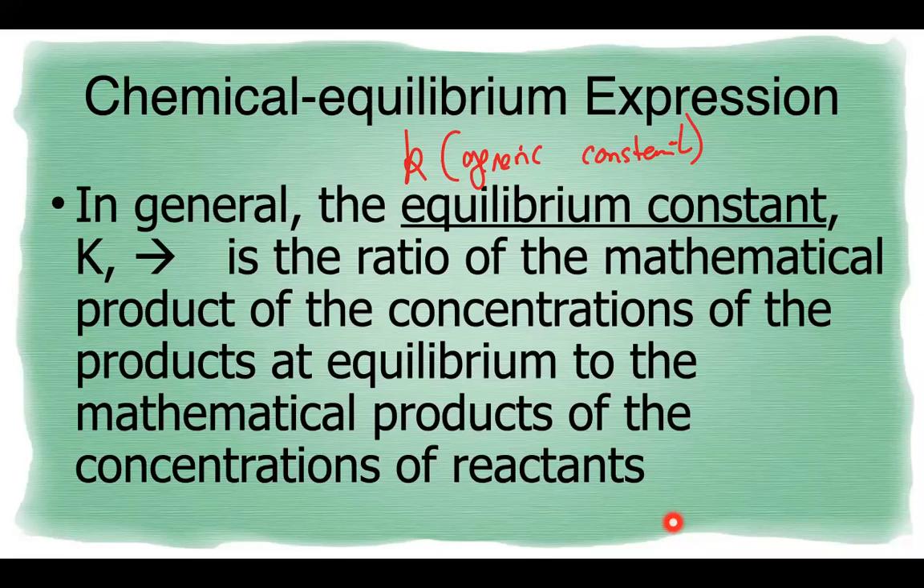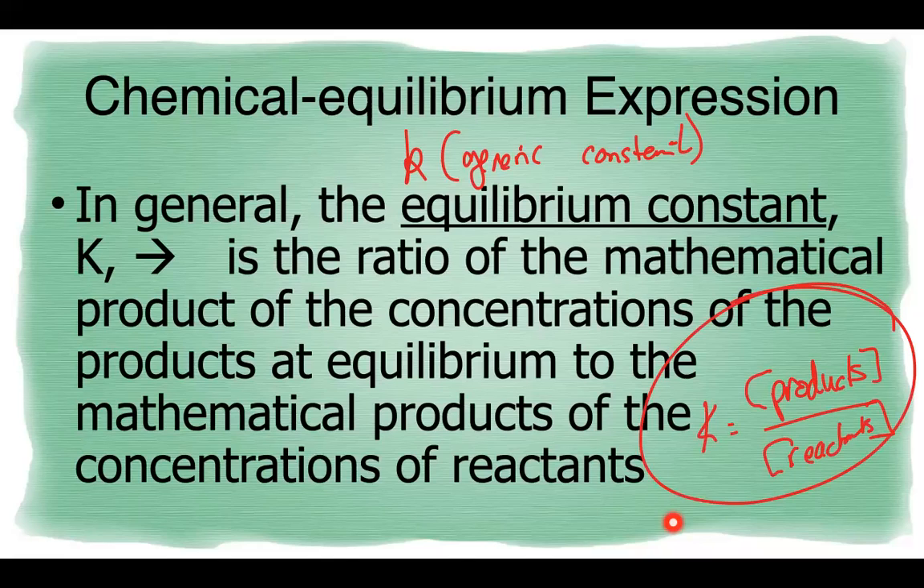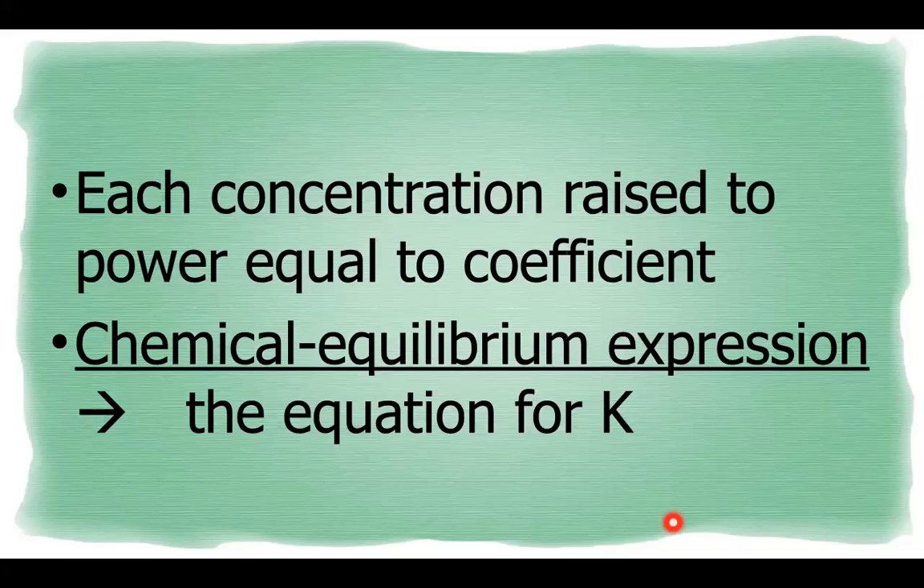So it is, in words, the ratio of the mathematical product of the concentrations of the products at equilibrium to the mathematical product of the concentrations of reactants. In other words, the concentration of the products over the concentration of the reactants. That's K. And this whole thing is called the equilibrium expression. Each concentration is raised to the power of its coefficient, so make sure you start with a balanced equation.